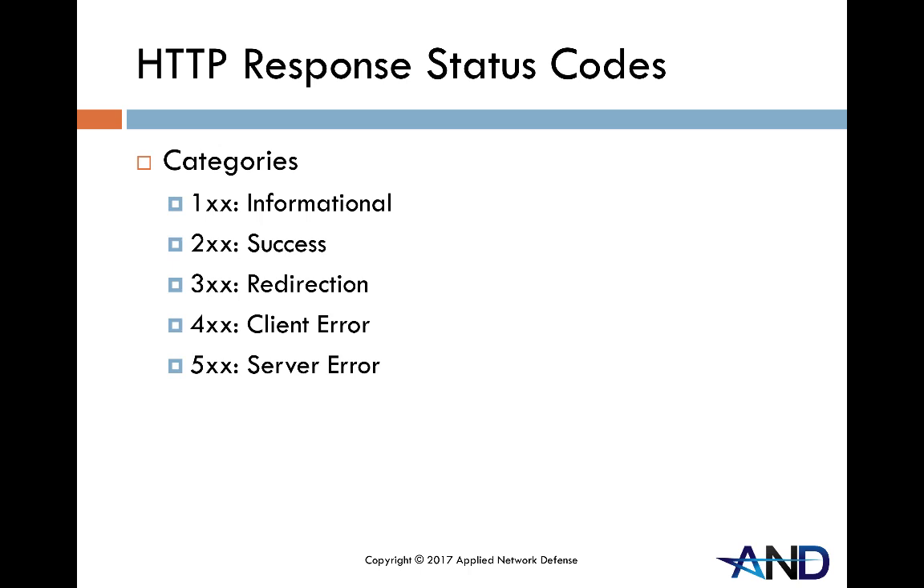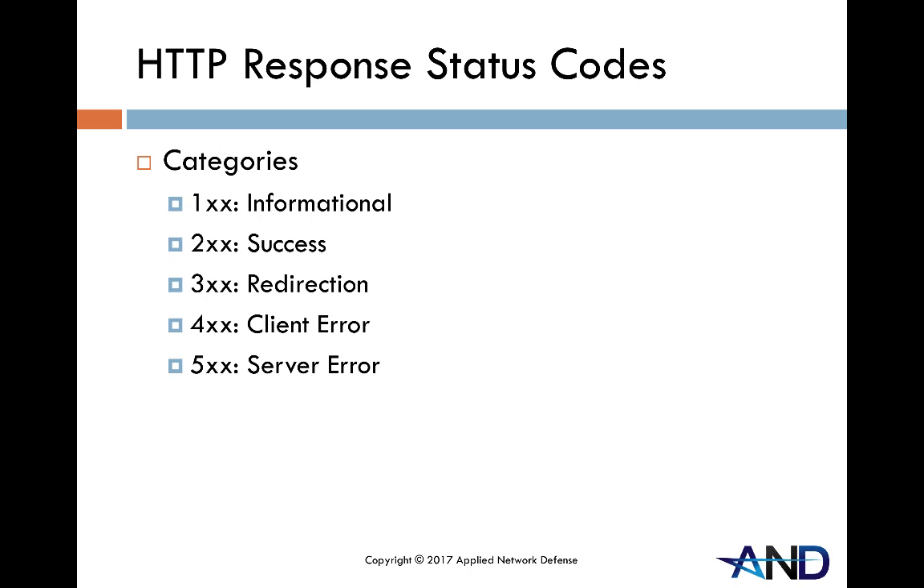Anything starting with a 2, 200 to 299, is going to be success. 3 is a redirection of some sort. 4 represents a client error, so an error spawning from the client side of the HTTP communication transaction. And 5 is a server error, so an error with the HTTP server.